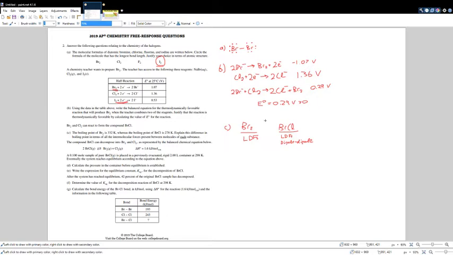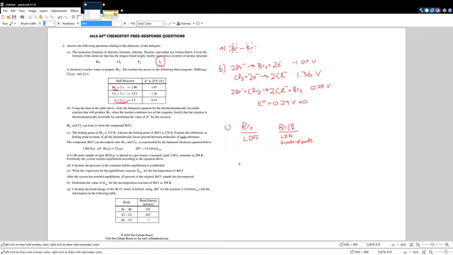So the full justification would be the London dispersion forces in Br2 are greater than the combination of the London dispersion forces and the dipole-to-dipole forces in BrCl, thus Br2 has a higher boiling point. And that would be your answer to part C.